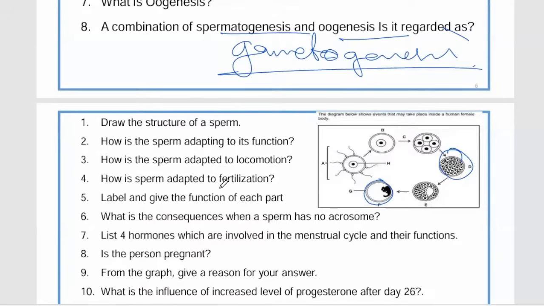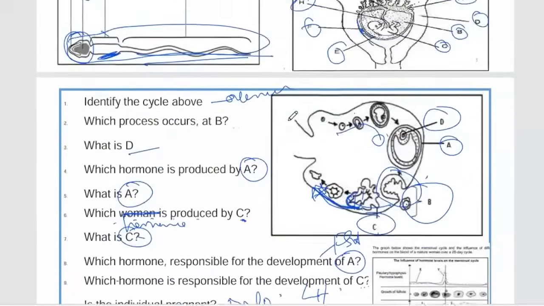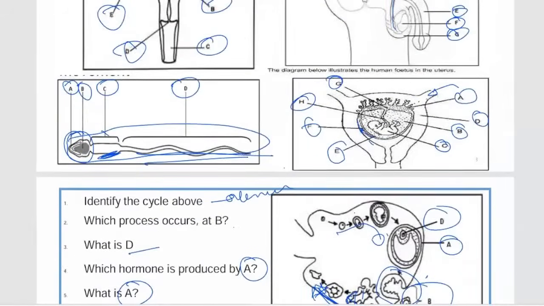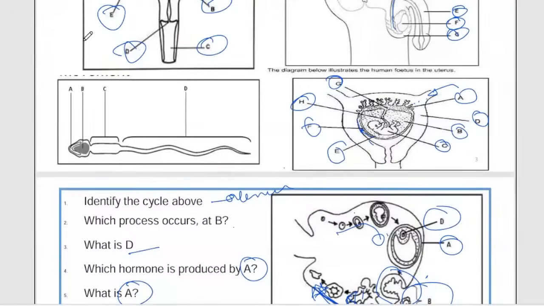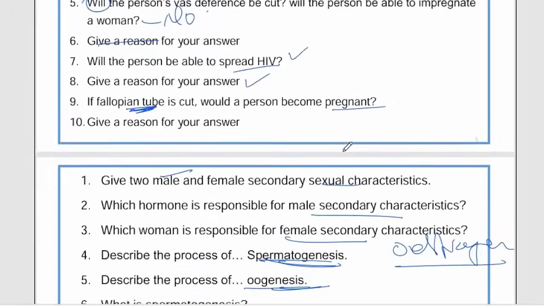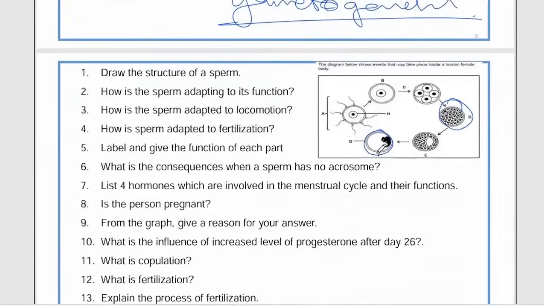And then talk about the nucleus. So you have to talk about each and every part which you see here. The nucleus contains the genetic material for inheritance. So you have to talk about each and every part. Then we go to the next question. Okay, we are done with that.